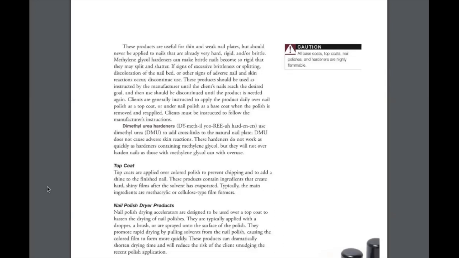Nail polish dryer products. Accelerators are designed to be used over a top coat to hasten the drying of the nail polish. It helps it dry a little bit faster. And they are typically applied with a dropper or a brush or sprayed.